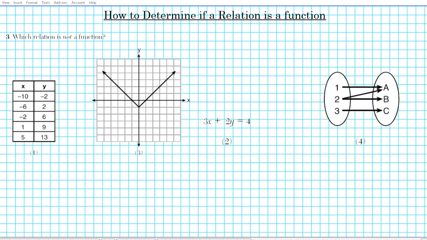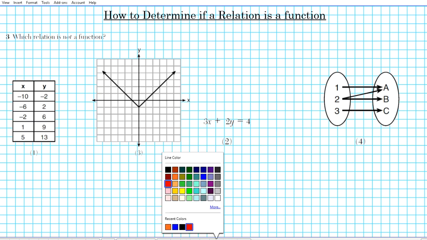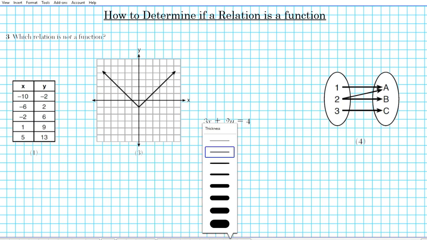All right, let's take a look at question 3. In question 3, we're given 4 relations here: a table, a graph, an equation, and a map. The question is, which relation is not a function? So in this problem, we're being assessed on our ability to identify what a function is and what a function is not. Depending on the presentation that you're given, that will determine the approach that you will use to ascertain if a relation is a function or not.